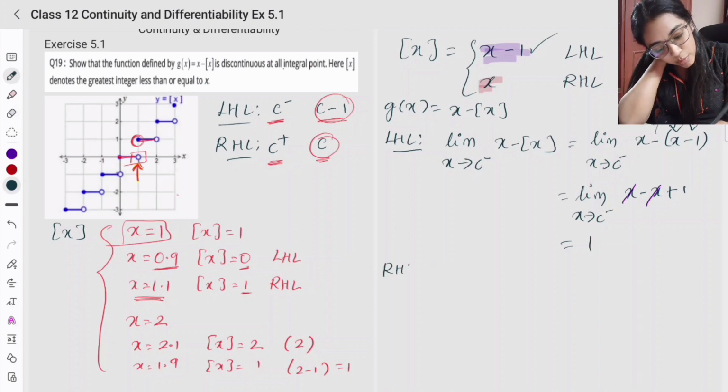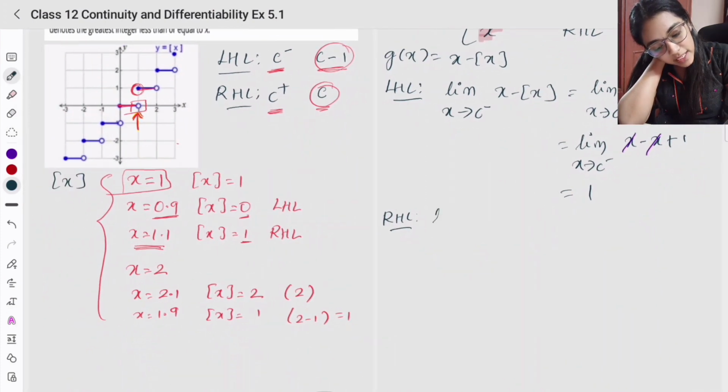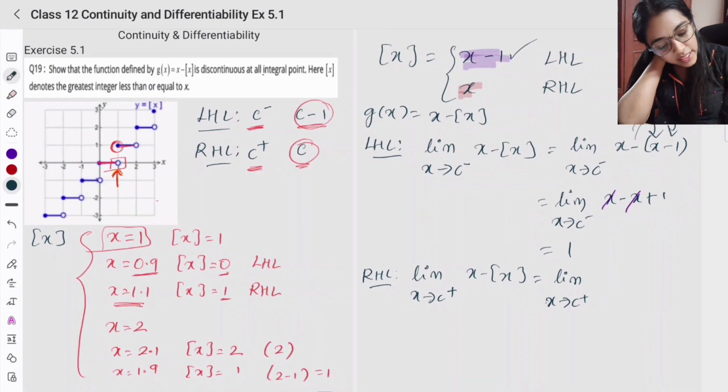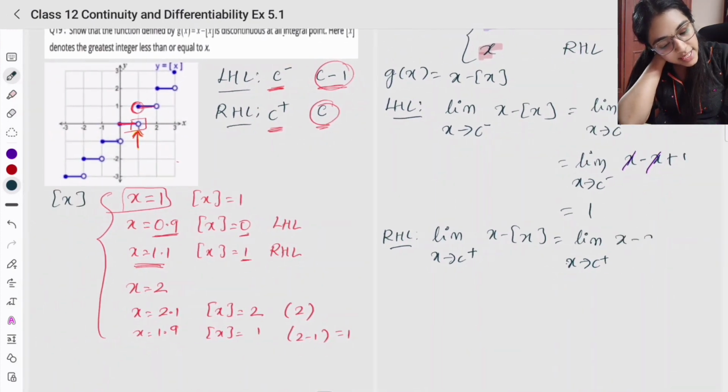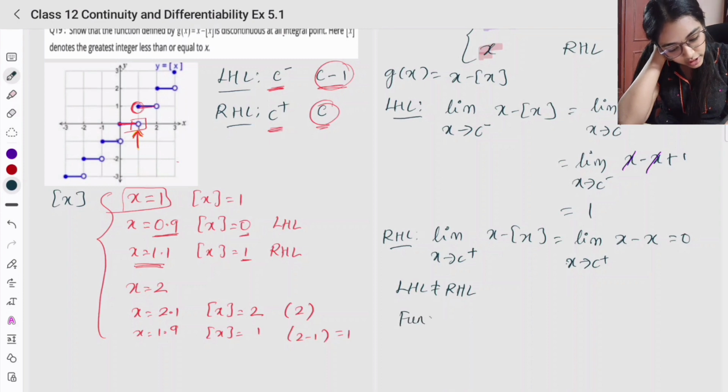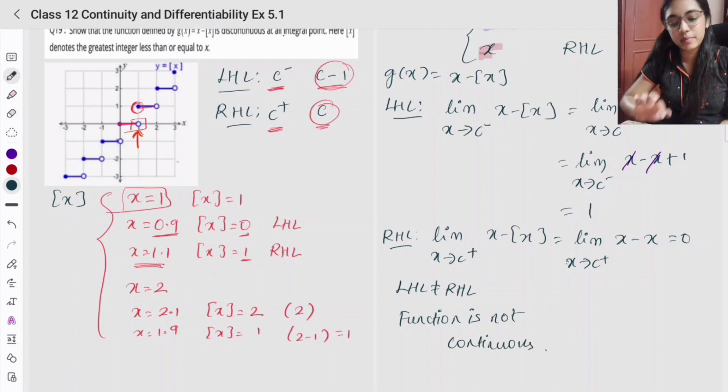Now what is going to happen to the right hand limit? Right hand limit is going to be limit x tends to c plus of x minus. This is my function. What happens when I apply the greatest integer function for the right hand limit? C plus, the right hand limit, what did we see? It is going to be the number itself, marked in pink. Correct? So this is going to be x minus x, which is simply 0. So now what do we see here? Left hand limit is not equal to the right hand limit. So the given function is not continuous. Okay? As simple as that. Please copy.